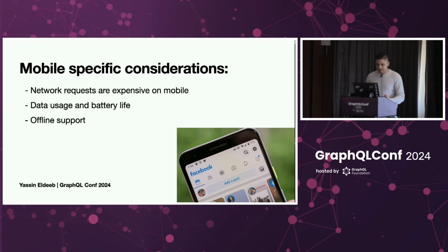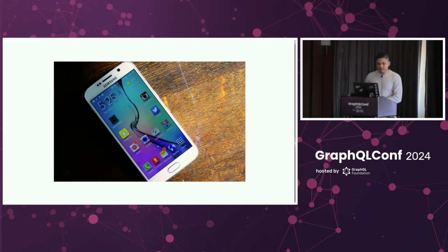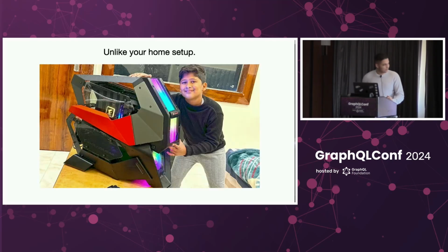And the second part, which is dependent on what we have discussed in the point above, which is the data usage and the battery life, which are partially affected by the network calls that we have discussed. And lastly, offline support. Most mobile users now expect you to have offline support for the application. Basically, everything that is derived from having much more limited resources to play with when it comes to mobile, unlike your home setup.